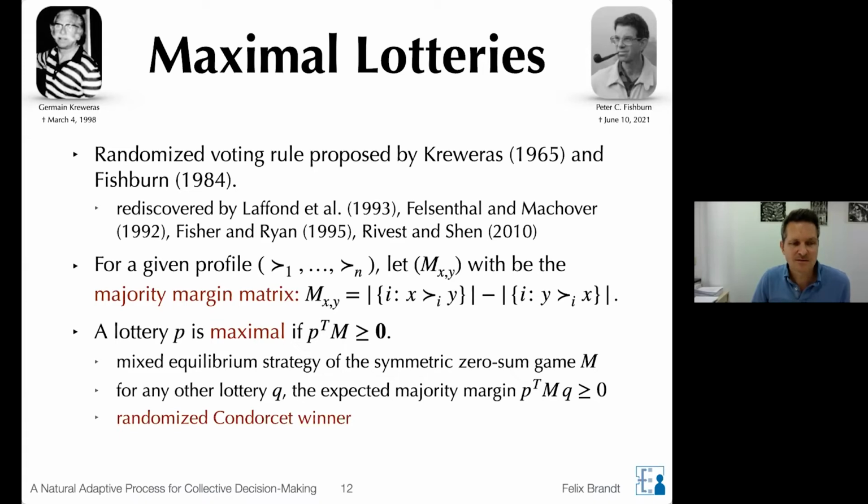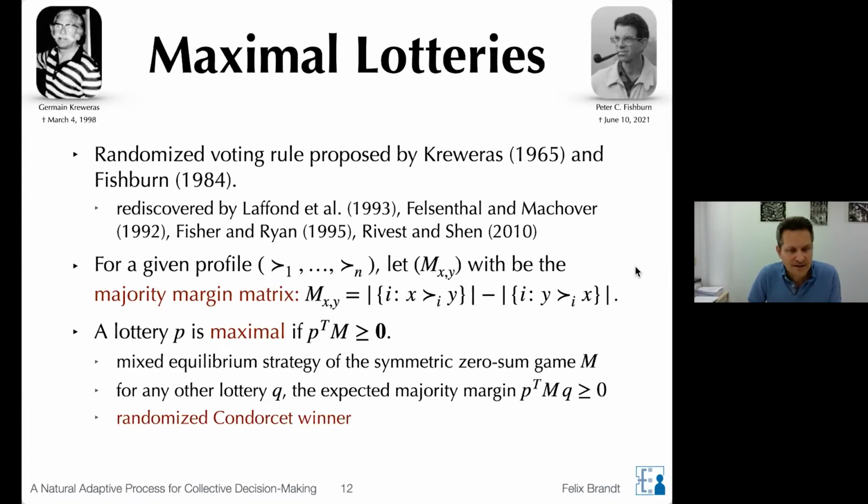And yeah, so a lottery p is maximal if and only if for any other lottery q, the expected majority margin, p^T M q, is greater or equal than 0. So in other words, this means that the expected number of voters who are happier with p's outcome than q's outcome is at least as large as the expected number of voters who are happier with q's outcome than p's outcome. And according to this intuition, you can think of maximal lotteries as randomized Condorcet winners, because they beat, or at least weakly beat, any other lottery in pairwise comparisons. But the nice thing is that we all know that Condorcet winners are not guaranteed to exist, but maximal lotteries are guaranteed to exist.